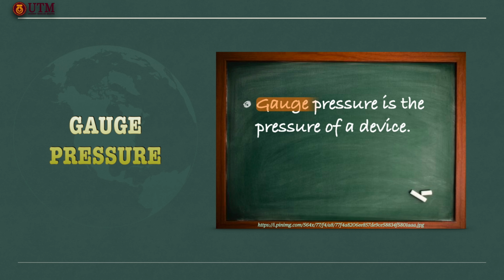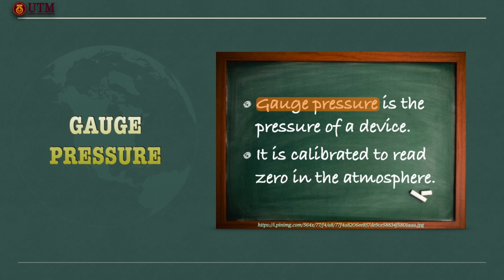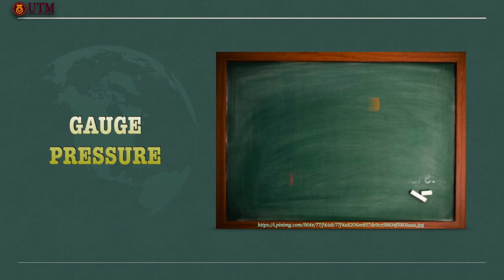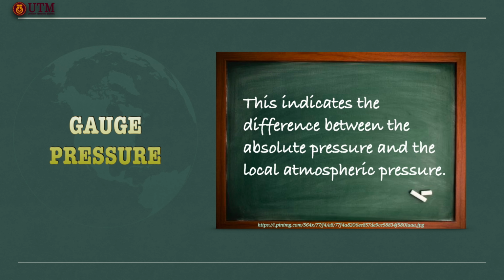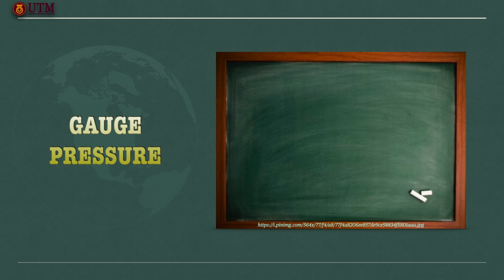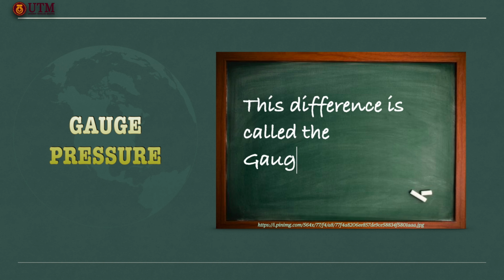However, most pressure measuring devices are calibrated to read zero in the atmosphere. This indicates the difference between the absolute pressure and the local atmospheric pressure. Therefore, this difference is called the gauge pressure.